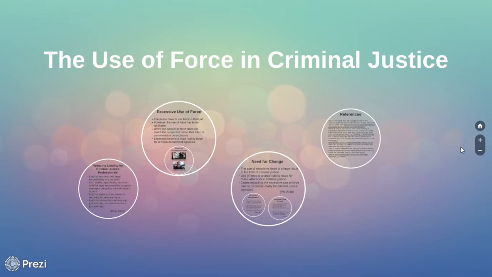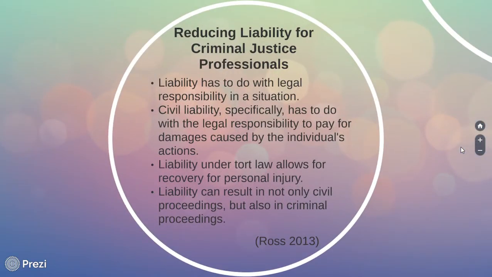So today we're going to be talking about the liability issue of the use of force in the criminal justice system. So what does it mean when somebody is liable for something? When somebody is liable for something, they are legally responsible for their behavior. Civil liability specifically has to do with the legal responsibility to pay for damages caused by that individual's actions. These damages could be personal injury claims, like battery, negligence, and distress, or damage to personal property.